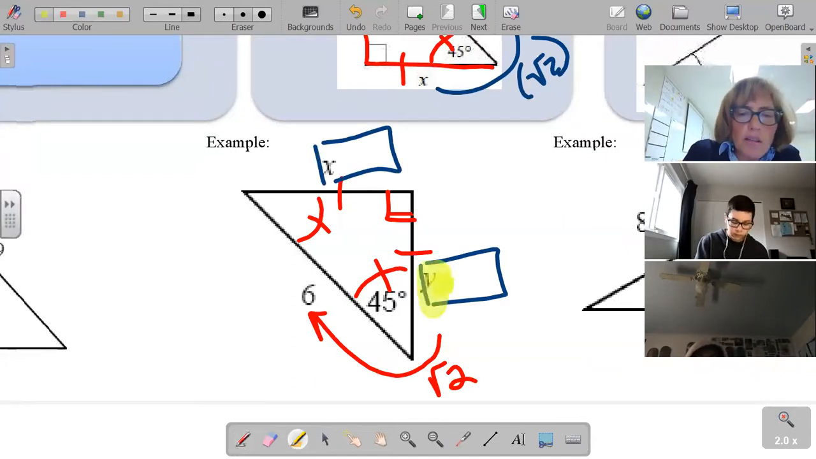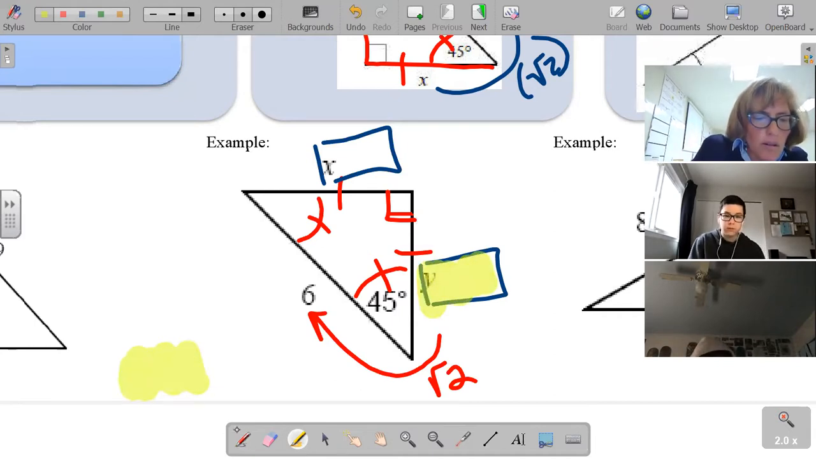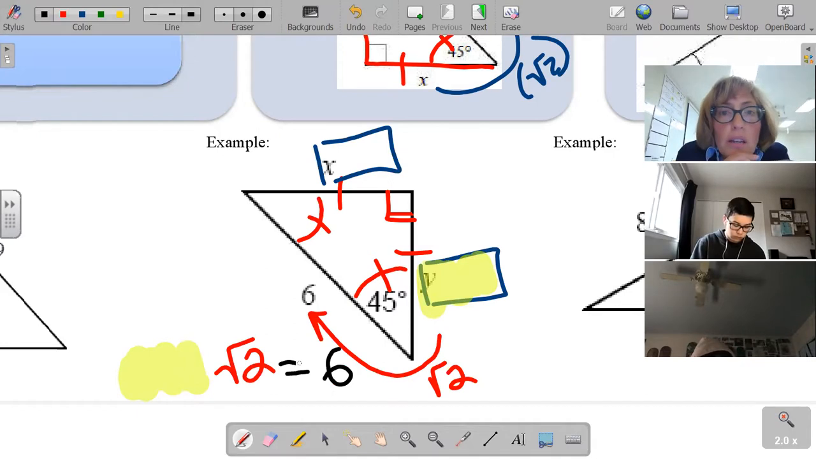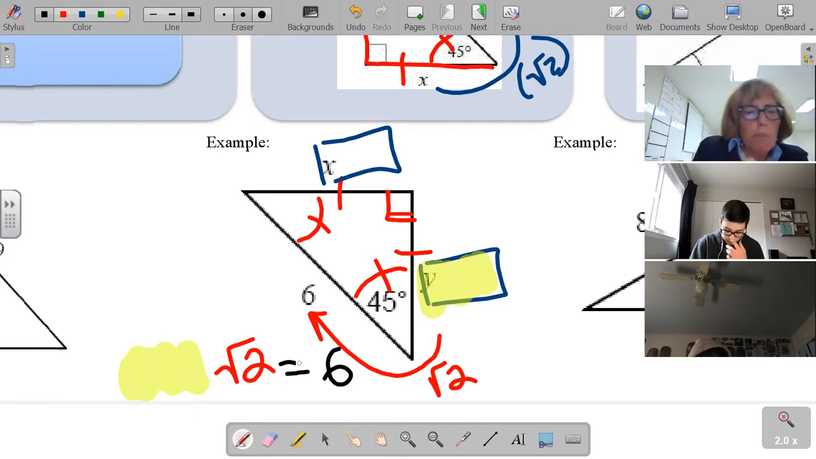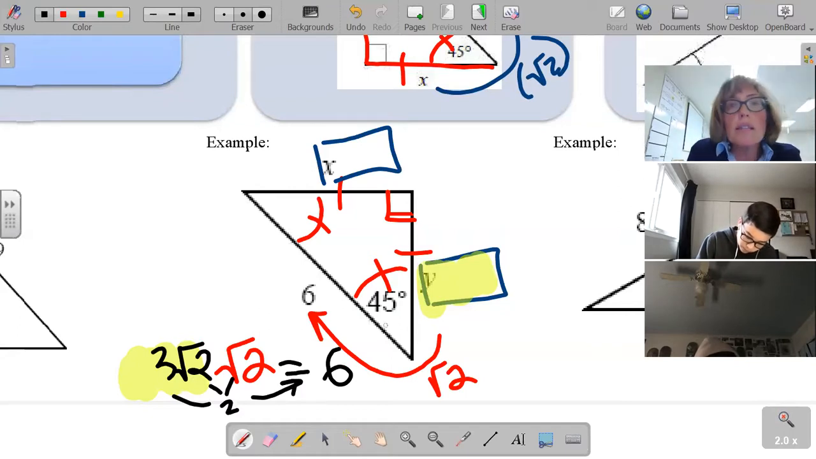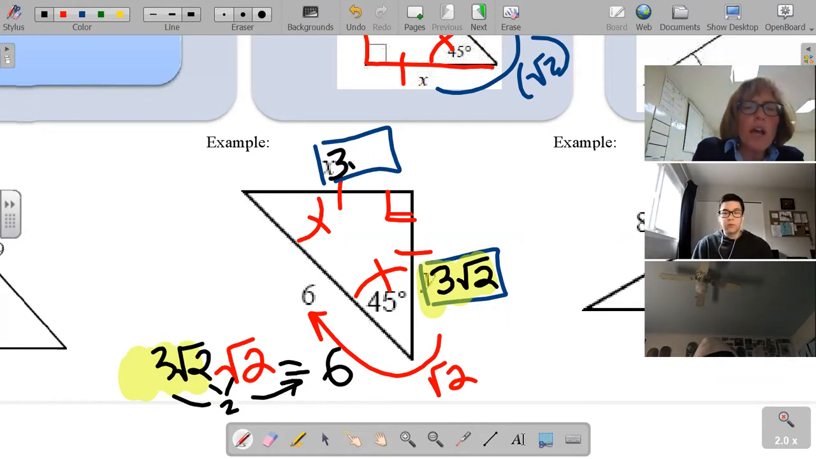It reads like this: something times √2 is 6. That's how that reads. Now I know from our very first lesson, √2 times √2 is 2. 3 times 2 gives you 6. So the correct answer is 3√2. And if this is 3√2, the other side is also 3√2.